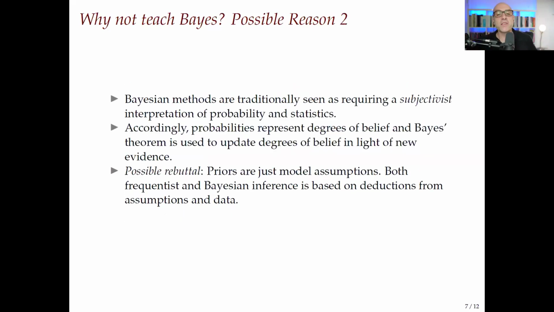So here's another possible reason for Bayesian methods not being the norm, and that's that Bayesian methods have this connotation of being a subjectivist approach to inference, and this is often how they are presented, at least how they were traditionally presented. The idea here is that probabilities, your prior, represents a degree of belief in hypotheses, etc., and then Bayes' rule is used to update those beliefs in the light of new evidence.